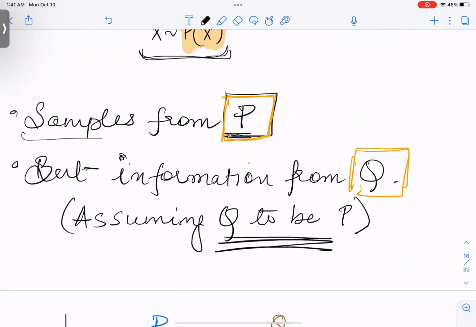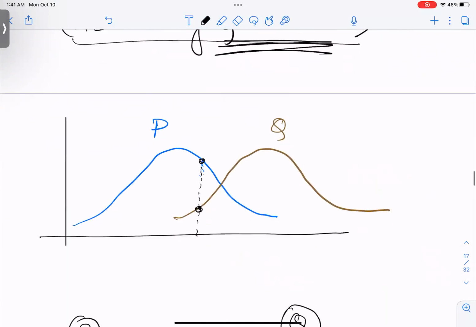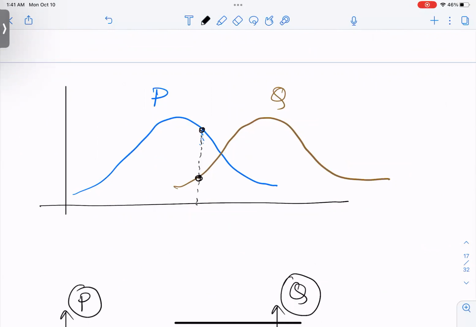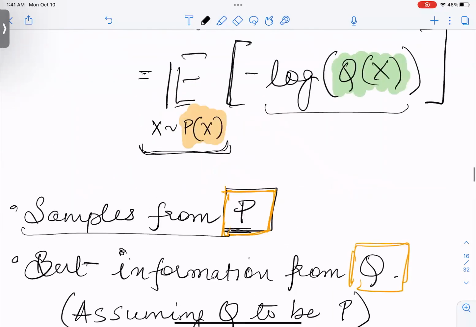We have simply written that samples are from p, but information is from q, assuming q to be p. All the samples are coming from this distribution, and if we have a sample x_i being sampled from probability distribution p, we calculate the information and use this value to put in here.